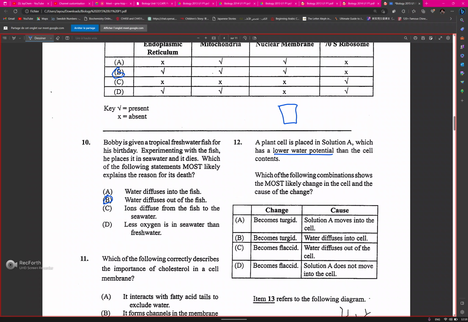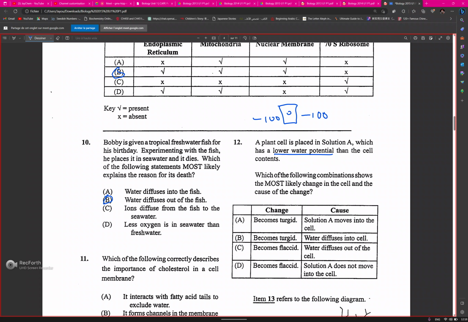So we have a cell, right? Let's call the cell water potential 0, even though that's not a thing. Just using it for explanation. We're saying the solution has a lower water potential. That means it would be more negative. So let's say the solution outside is negative 100.